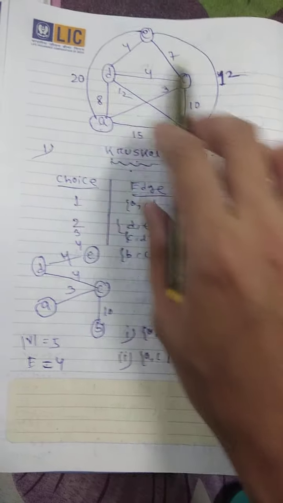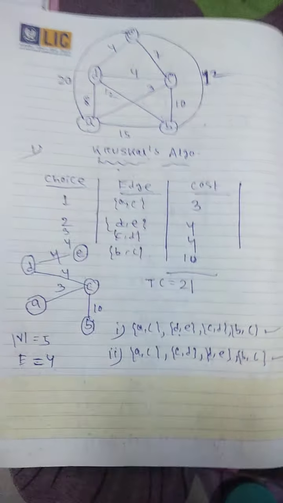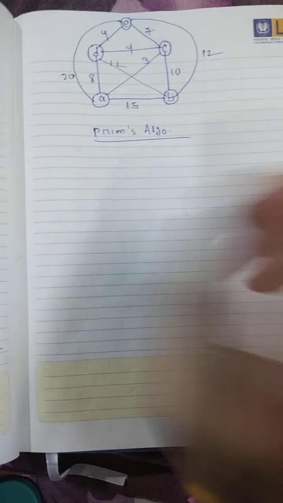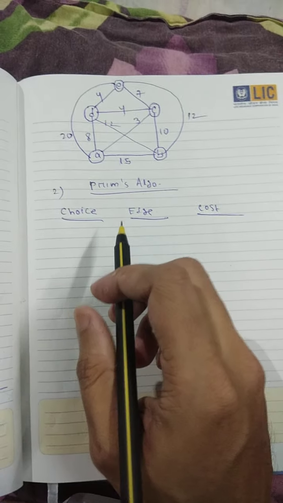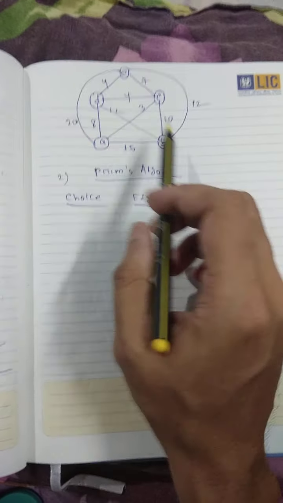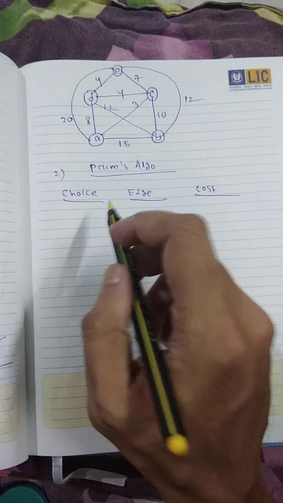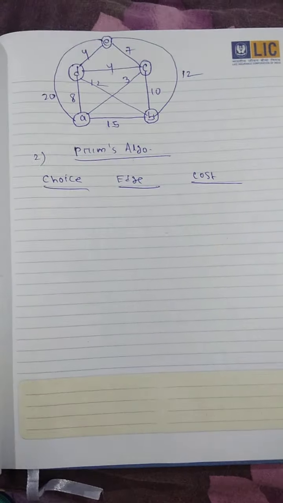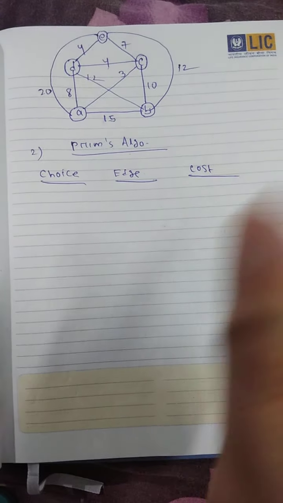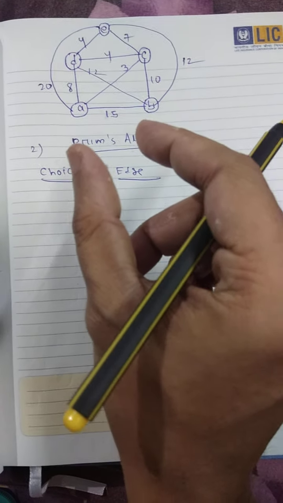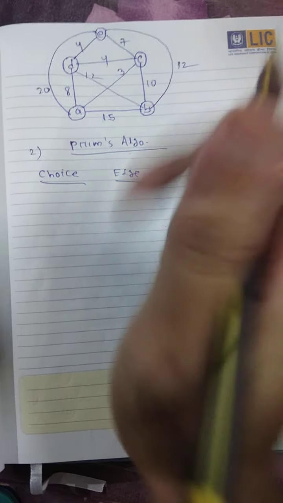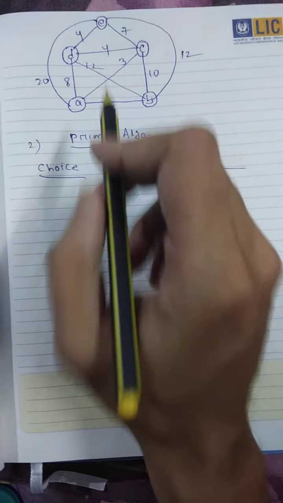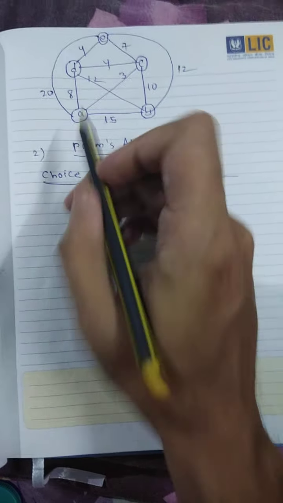Let's solve the same problem with Prim's algorithm. For Prim's algorithm, if a question is given with a vertex, we start with that vertex. If no vertex is given, then for Prim's also we start with the minimum edge. First we start with the minimum edge. So here in this graph the minimum edge is AC.